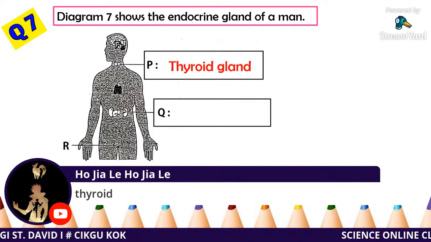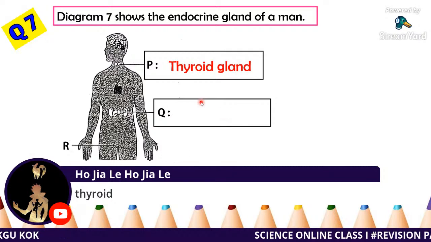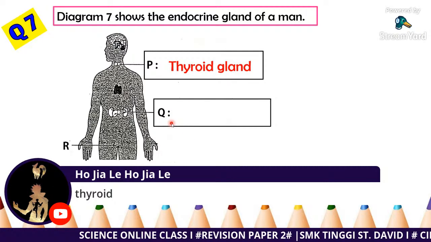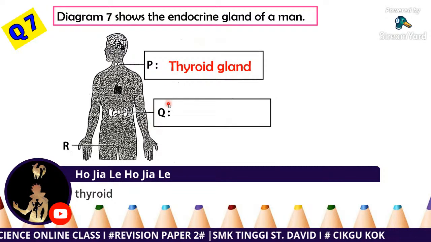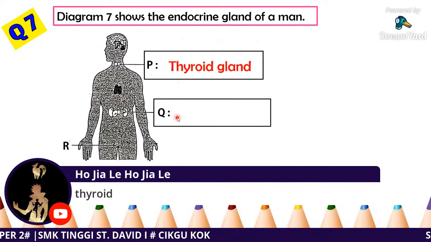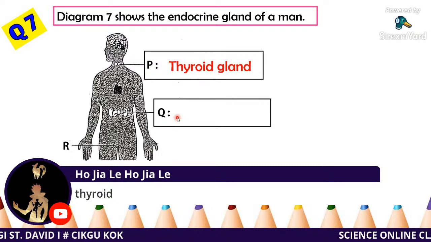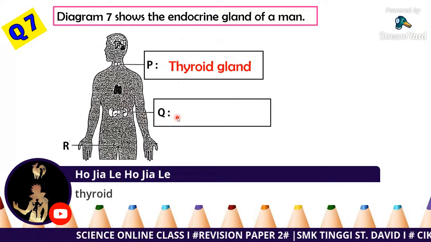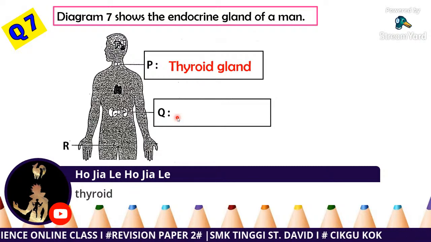Then we go to the Q. From here I show the answer from Jialer, there's a thyroid. Now we need to go to Q. So students, you must prepare. When I ask a P, then the second one must be Q. So prepare your answer. So the Q is... many of you answered correctly also. Thyroid.